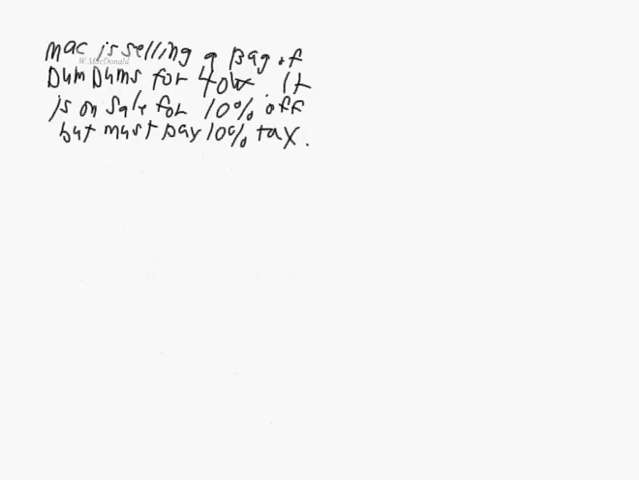Continue. Question number 8. Question 8 says, Mac is selling a bag of Dum-Dums for $40 Wilmot dollars. It is on sale for 10% off, but you must pay 10% tax. So the first thing is, well, 10% of $40 is easy, or 40 Wilmot dollars in this case. 10% of that is going to be simply 4 Wilmot dollars. So if I subtract that from the cost of the bag, the sale price of that bag of Dum-Dums is going to be $36, or Wilmot dollars.